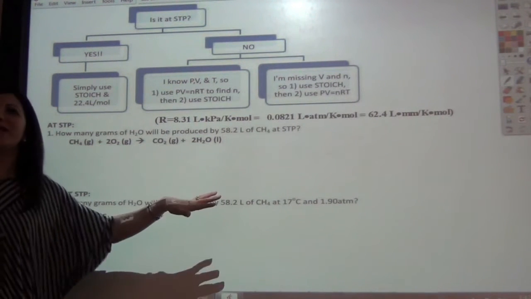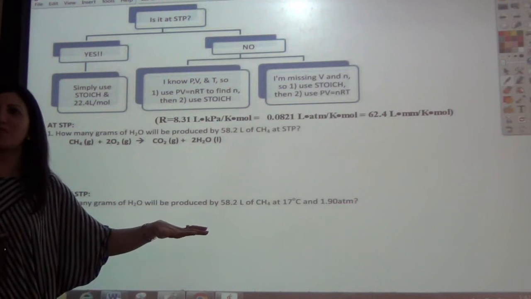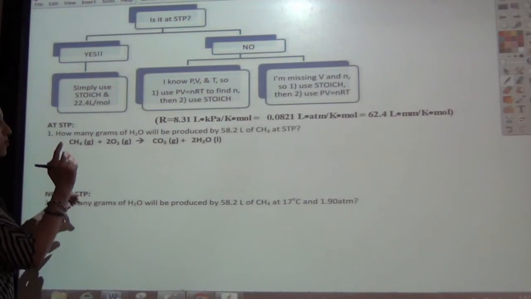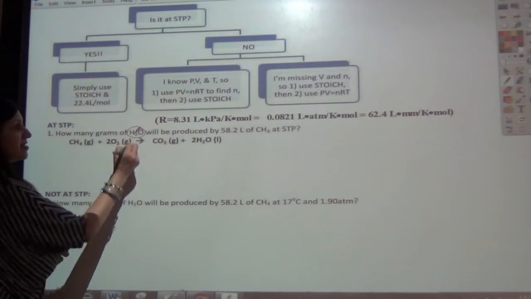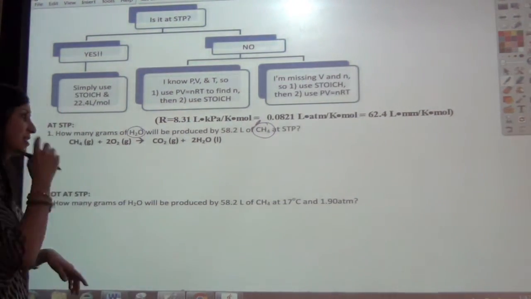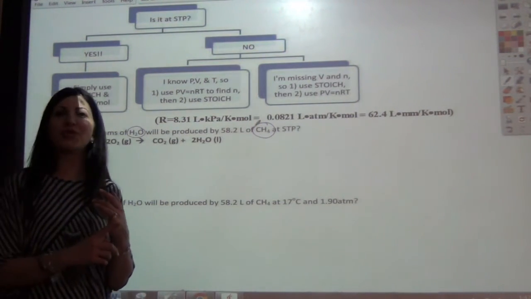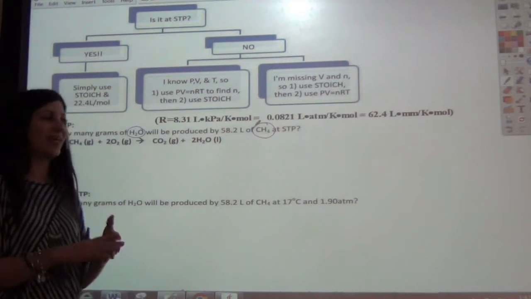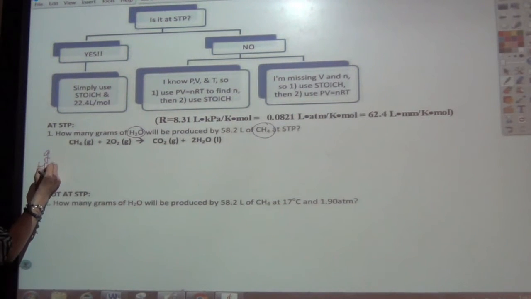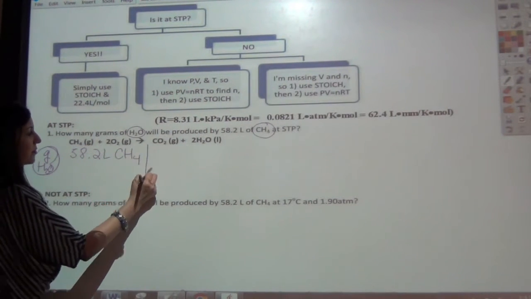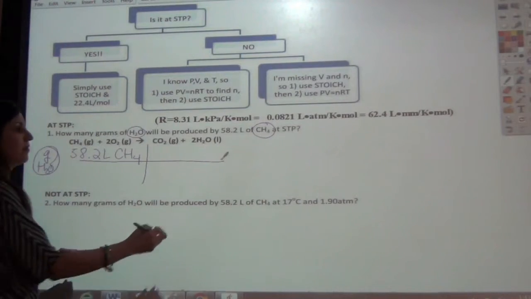The balanced equation is usually a giveaway. You have not seen any balanced equations in any of the problems you've solved so far. Now all of a sudden they're giving you a balanced equation. Also, this says water and then it says CH4. Anytime you're switching your substance, you know you're using Stoich. Okay, here we go. Circle what you want, write what you got, throw in a bridge, and cross your units opposite. We're looking for grams of H2O. We circle what we want and write what we've got: 58.2 liters of CH4.